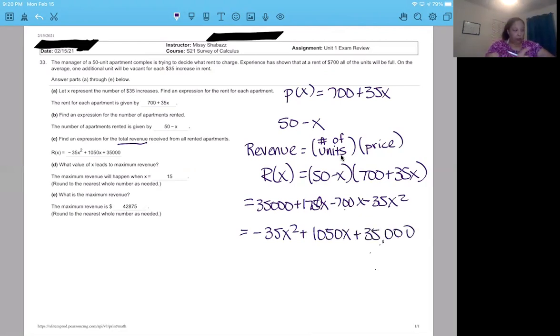All right, now the next question is what value of x leads to a maximum amount of revenue, right? And what we know is this is an upside down parabola.